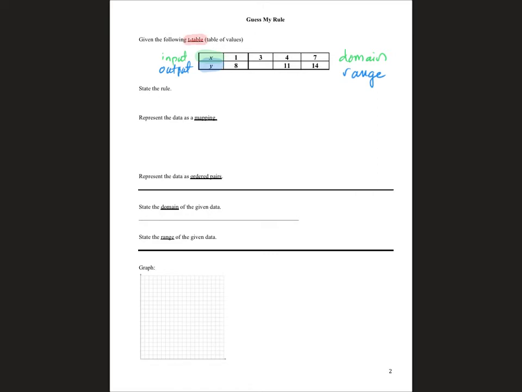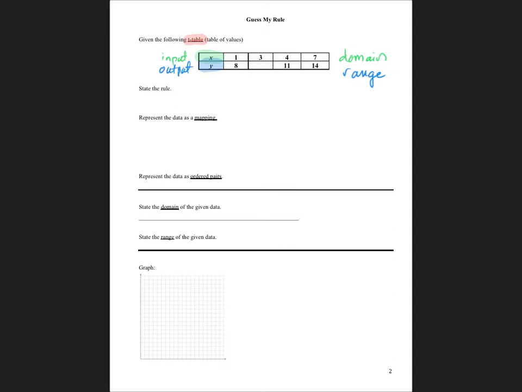So we have a table of values, a T-table, and I want to try to figure out the rule. So we're thinking, what am I doing to X to get Y? Try to figure out the rule. Think about that. What am I doing to my inputs to get my outputs?